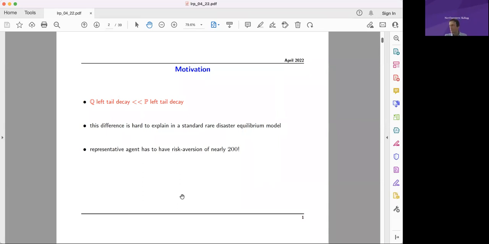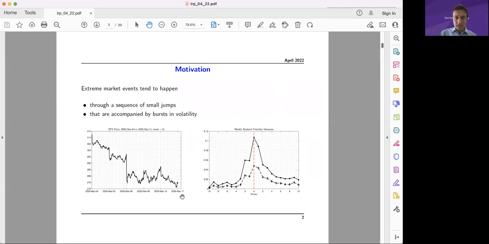Of course, we are not the first to point this out. Others have shown and estimated that jumps seem to be puzzlingly highly priced by investors. You ask yourself why this is the case. But if you look at high frequency return data, you have probably noticed that jumps don't arrive alone. And here is an illustration of this.